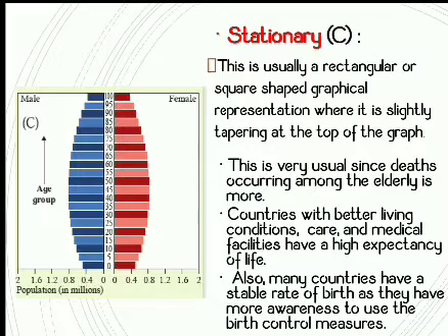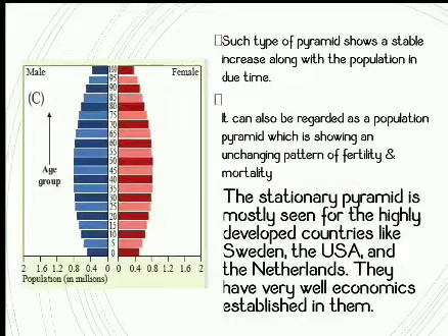It is completely stable. All the age groups have the same percentage. The death rate is very low, and the birth rate is also very low. Such pyramids show a stable population over time. It can also be regarded as a population pyramid showing an unchanging pattern of fertility and mortality. The stationary pyramid is mostly seen in highly developed countries like Sweden, USA, and Netherlands. Because of this, the economic level of these countries is very high.